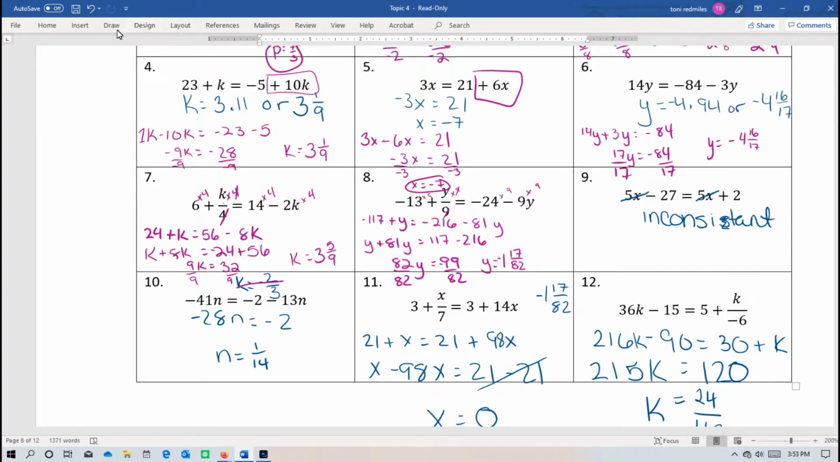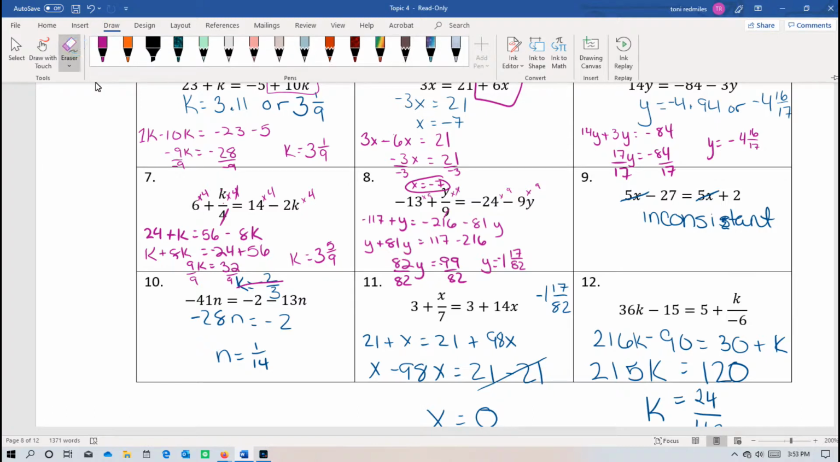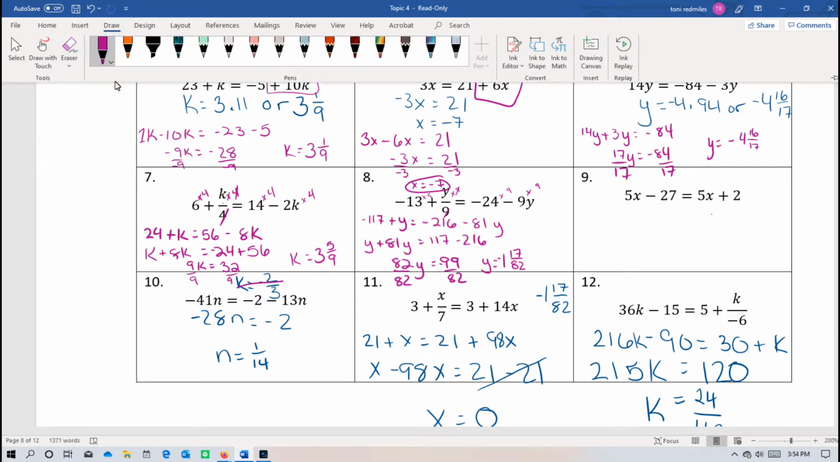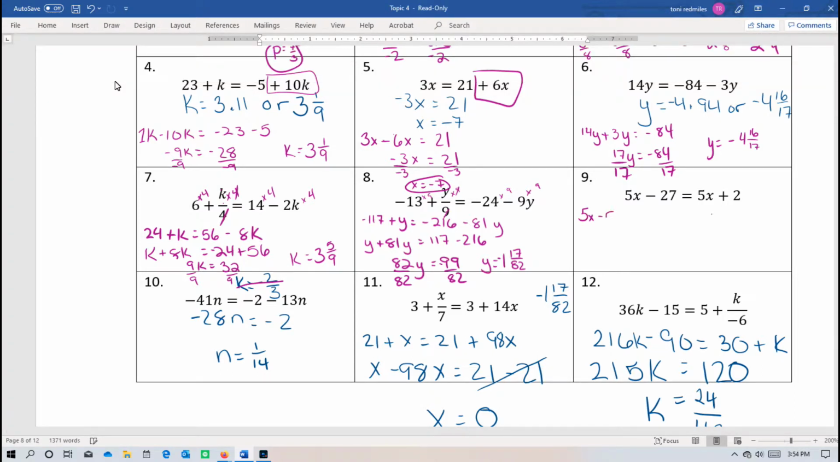I have a little bit of room. Okay, so we learned in class that if the same thing with the same sign is on both sides, it's going to cancel out and be inconsistent. If our x's cancel out, it's inconsistent. Let's see why. All right, so I'm going to do this one slower than I've been doing them. If I want to move this to this side, I got to subtract it, right? So subtract 5x from both sides.